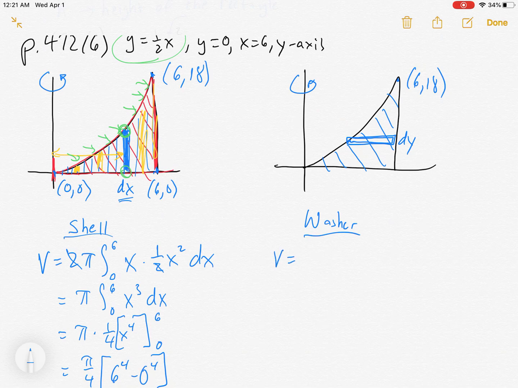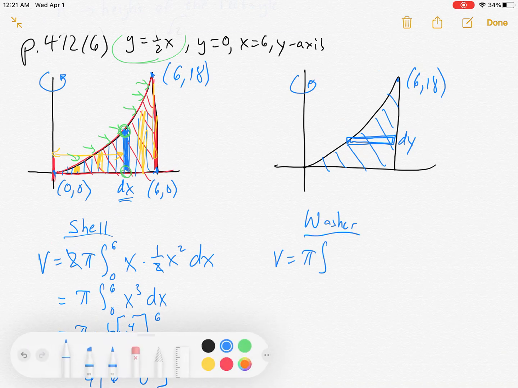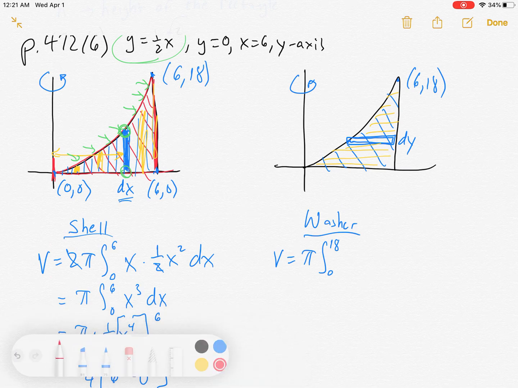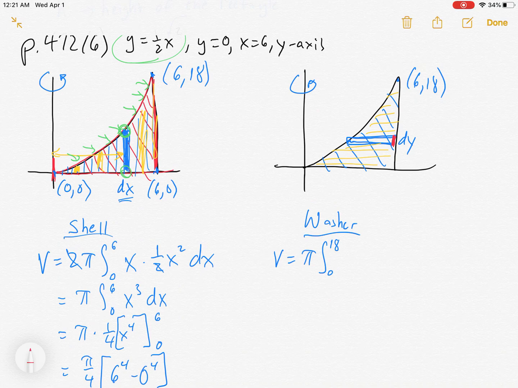So our volume will be pi times, what are the bounds? I'll give you a second to think about that. Yeah, so they're stacked horizontally, right? So they go from 0 at the bottom up to 18 at the top. And then with washer, we need to do our outer radius. The outer radius is how far the edge that's farther from the axis of revolution. That's this edge, right? So how far away is that?